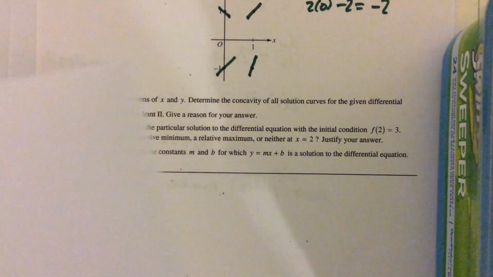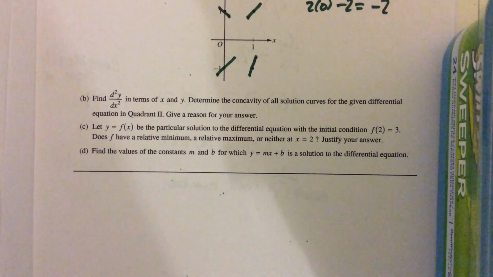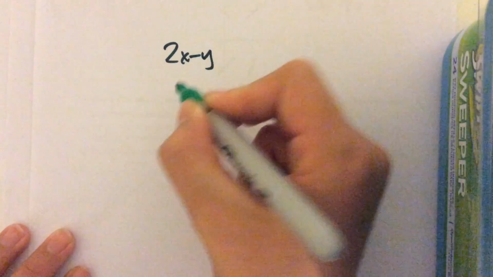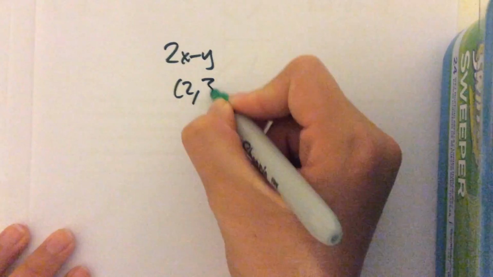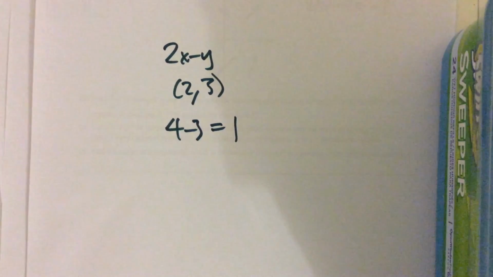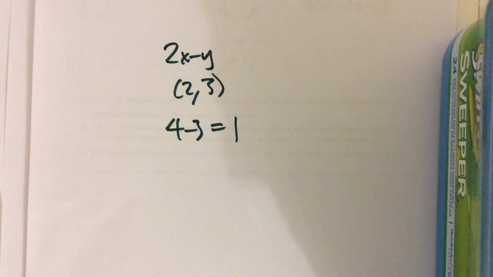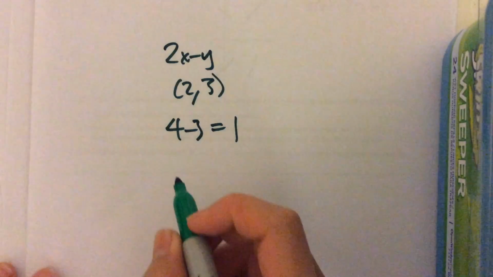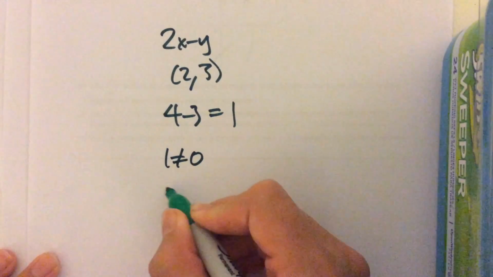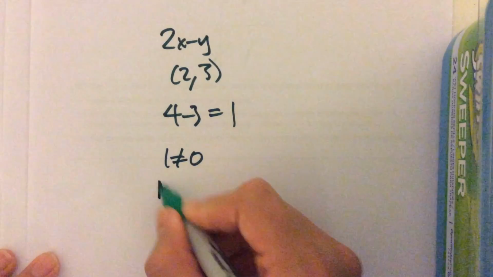So first we have to plug 2, 3 into the differential equation to see if the slope is 0 or undefined, to check if it's a critical number. Our differential equation was 2x minus y, and our point is 2, 3. So that would be 4 minus 3, which equals 1. And 1 is not undefined or 0, which means that this is neither a relative minimum nor a relative maximum, because 1 does not equal 0, and therefore it's not a critical number.